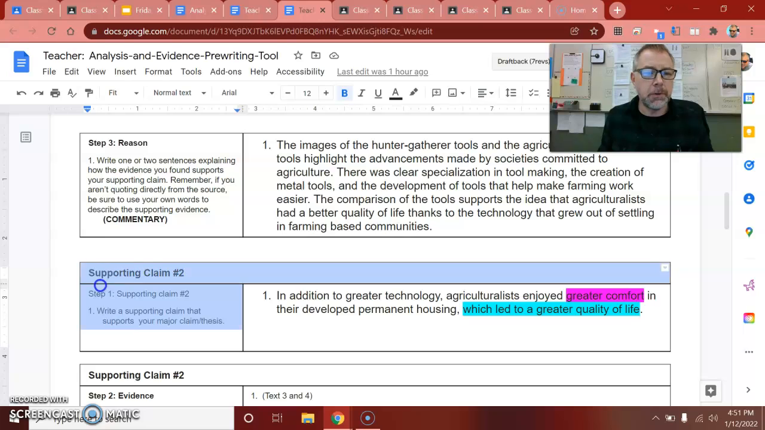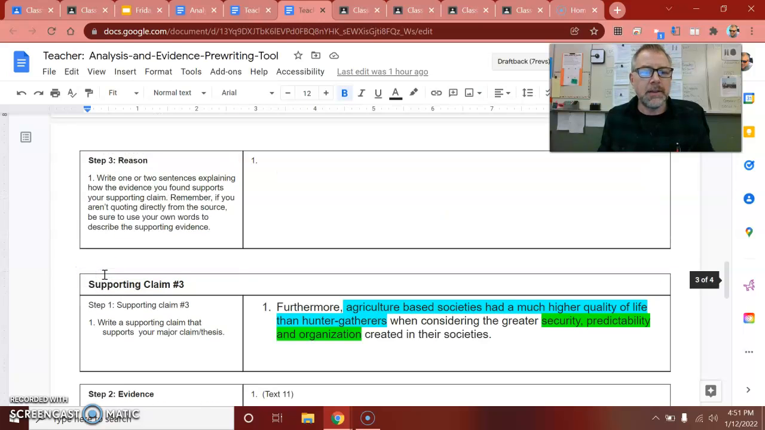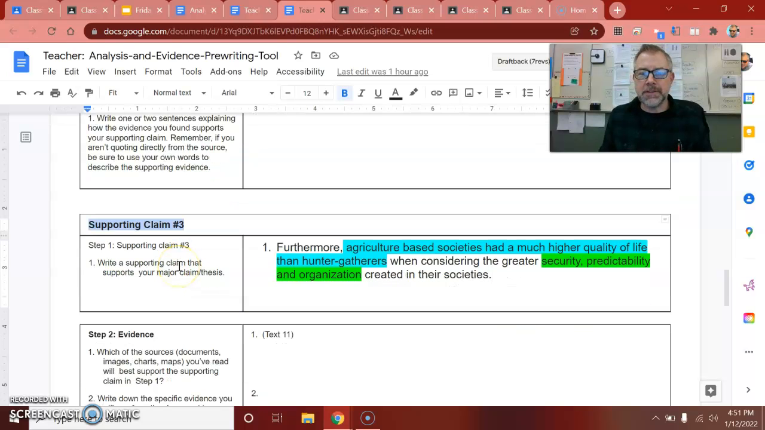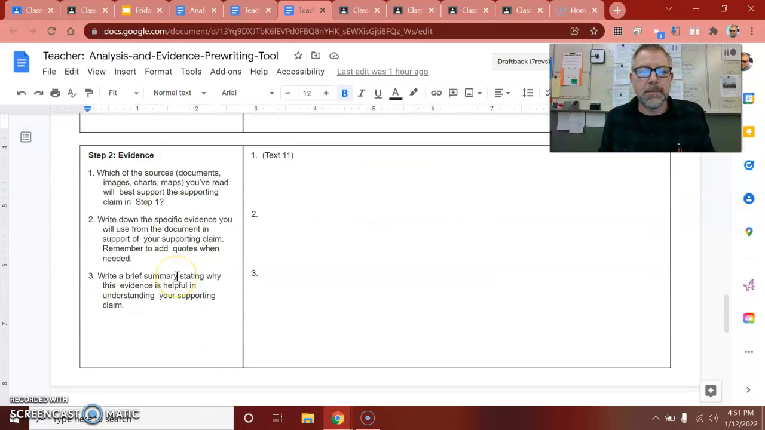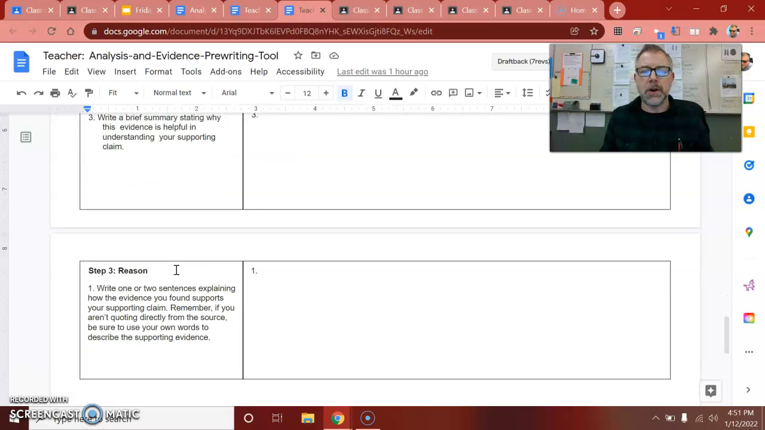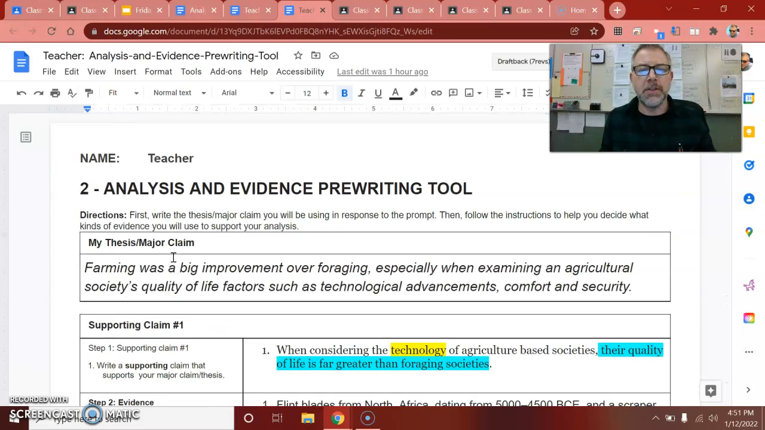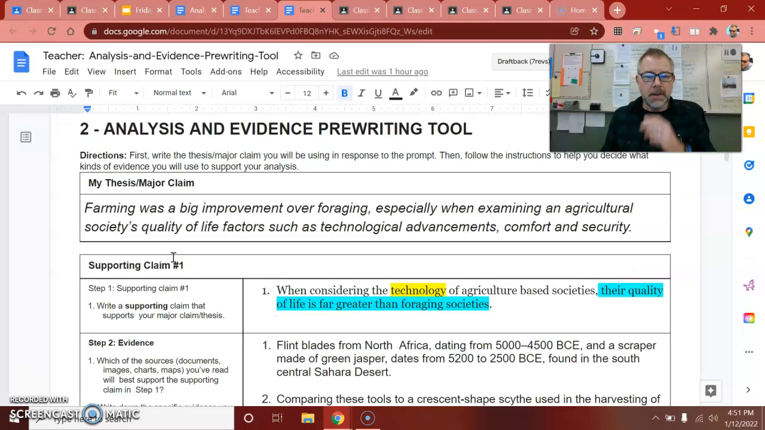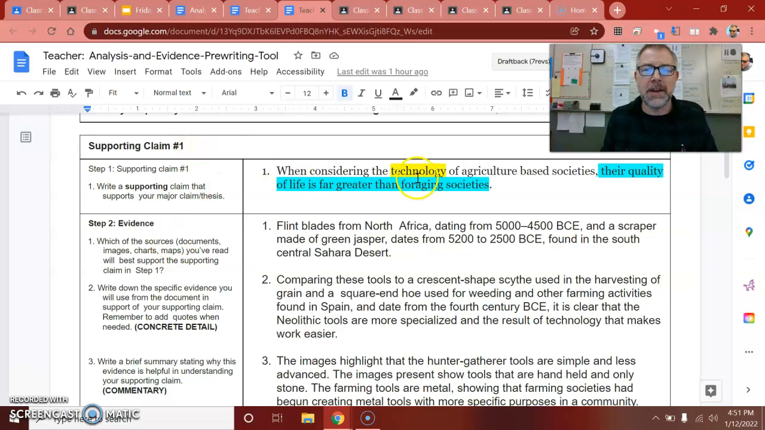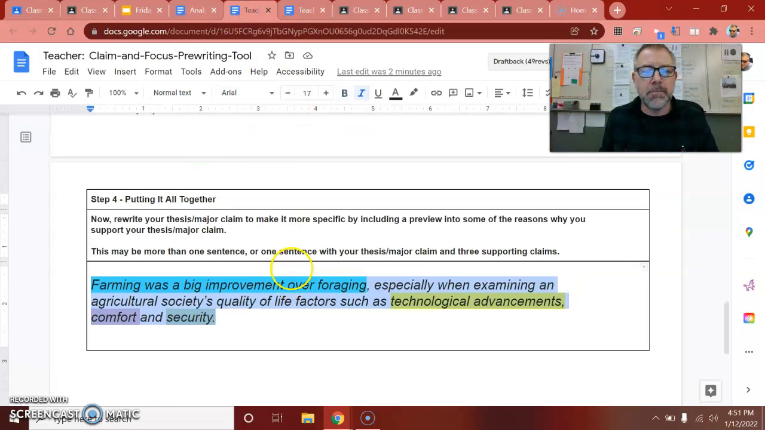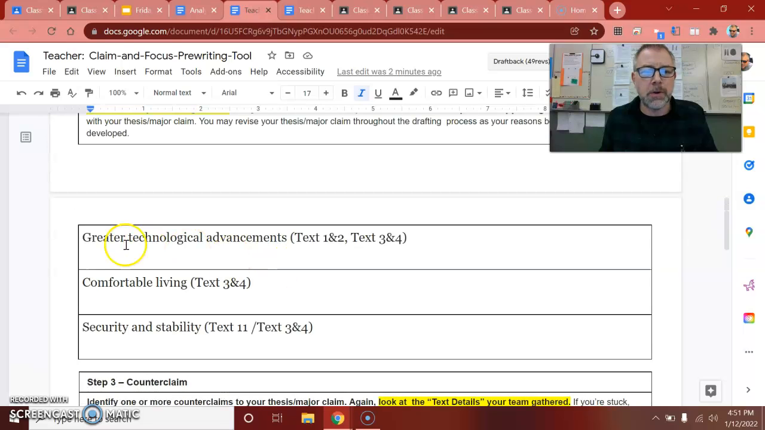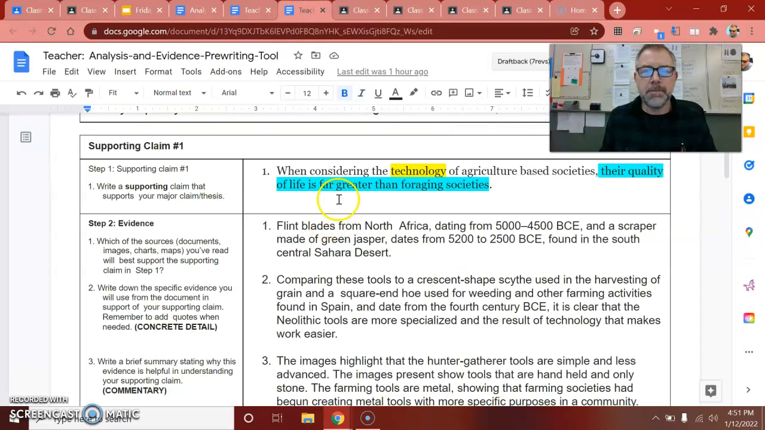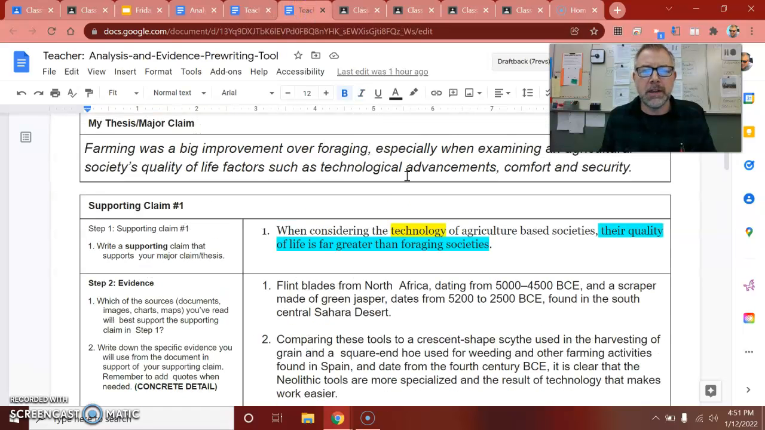supporting claim 2, and supporting claim 3. We're not really going to address any counterclaims quite yet, but this is something we can weave into our writing later. So these are all the supporting claims, sorry, not counterclaims, that we're going to focus around. Now, when I was making my list of potential categories yesterday, I had technological advancements as my first one. I'm just going to make that my first supporting claim.